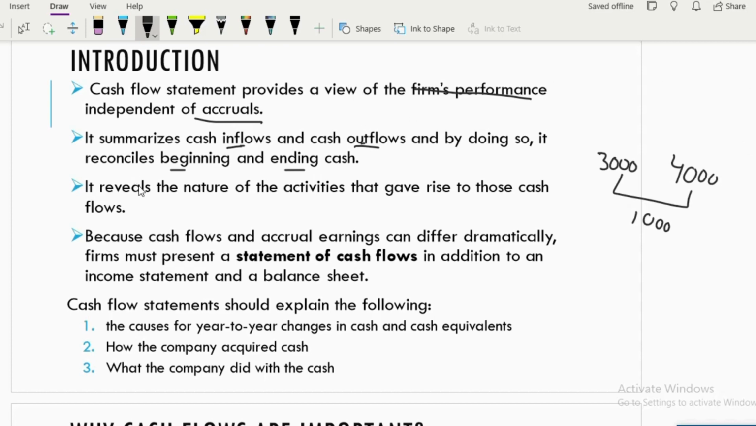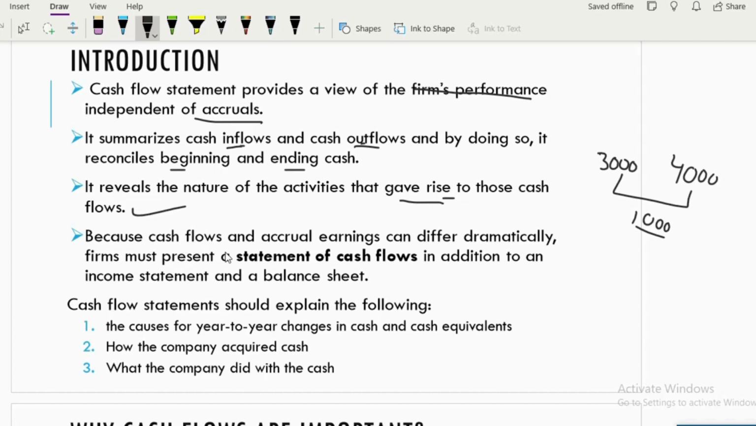Then it also reveals the nature of the activities that give rise to those cash flows. Like I said, if our cash is increasing during the year, what were those activities specifically? We can focus on that. We can also focus on those activities which reduce or use the cash of the company.